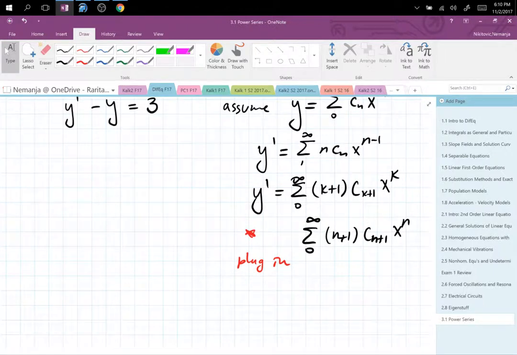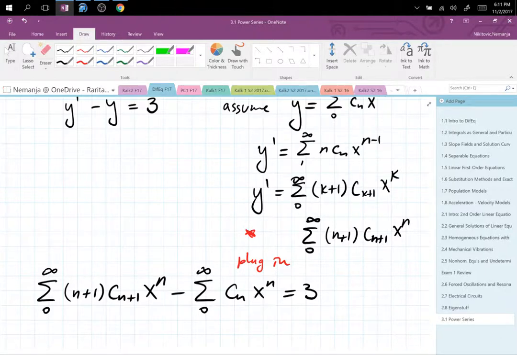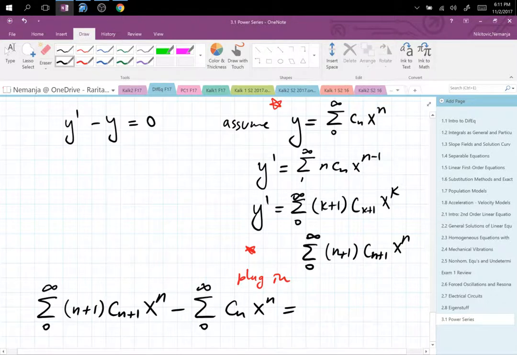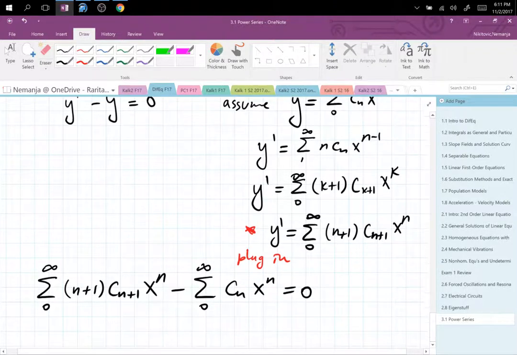What do we get? Instead of y prime, I'm writing the summation from 0 to infinity of n plus 1, Cn plus 1, x to the n, minus the summation from 0 to infinity of Cn x to the n, equals 3. I actually solved this equation already. The red star marks the ones that I'm plugging in. Why is it not k plus 1, and then you went back to n plus 1? I went back to n so they match, right? I need to match n with n. I can't factor x to the n and x to the k, right? They have to be x to the n, x to the n. I'm changing this equal to 3 into equal to 0. We do the homogeneous case real quick.